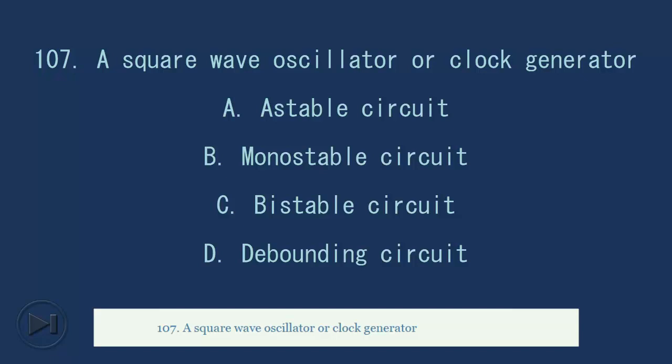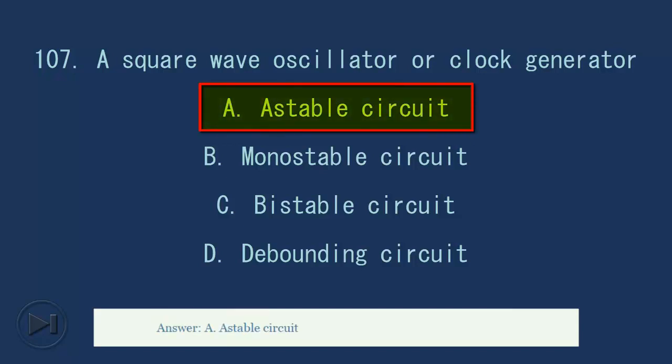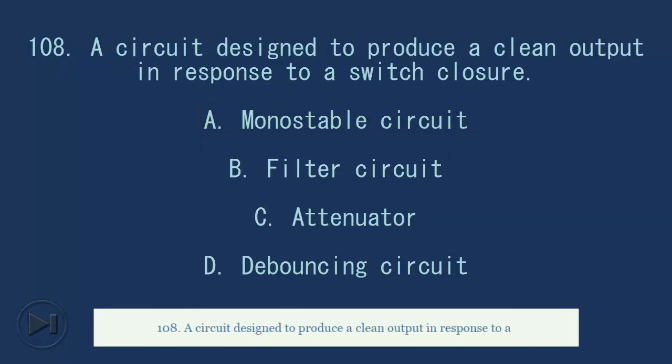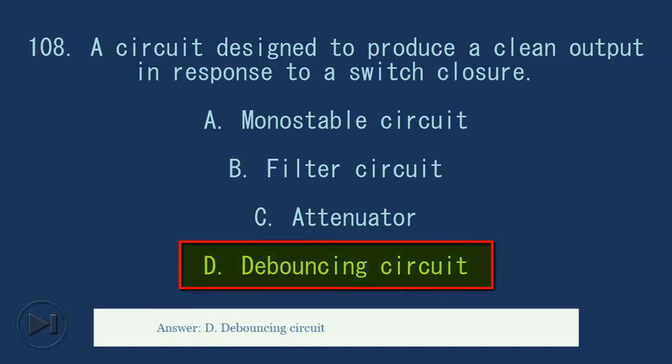107. A square wave oscillator or clock generator. A. Astable circuit. B. Monostable circuit. C. Bistable circuit. D. Debouncing circuit. Answer, A. Astable circuit. 108. A circuit designed to produce a clean output in response to a switch closure. A. Monostable circuit. B. Filter circuit. C. Attenuator. D. Debouncing circuit. Answer, D. Debouncing circuit.